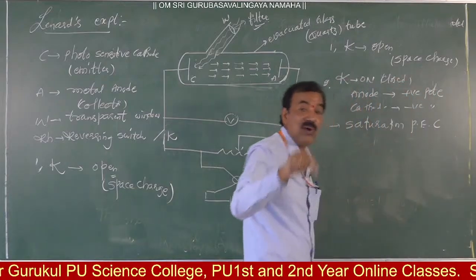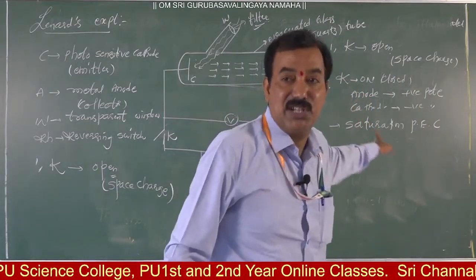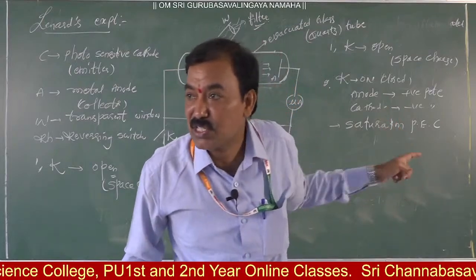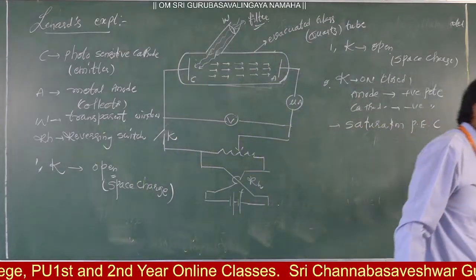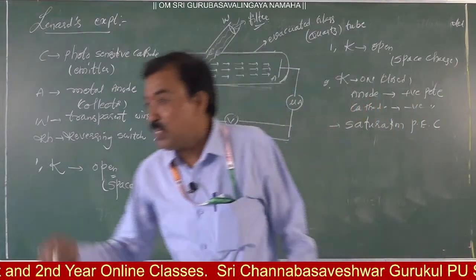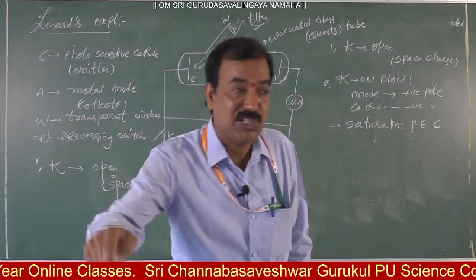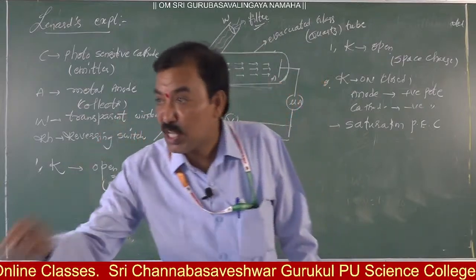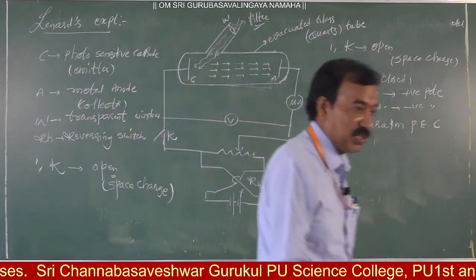Even though the anode potential is increased, the current remains constant. This is known as the saturation photoelectric current. So what is the saturation? Whenever the anode potential is increased, the electrons move from the cathode to the anode, and the photoelectric current increases.